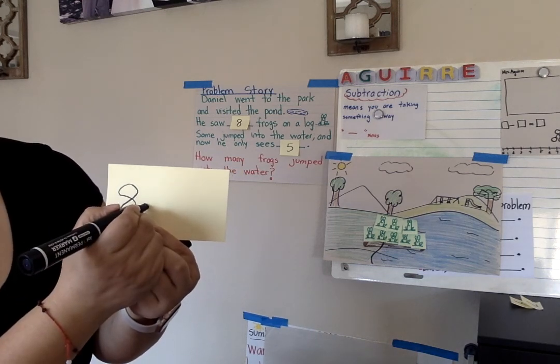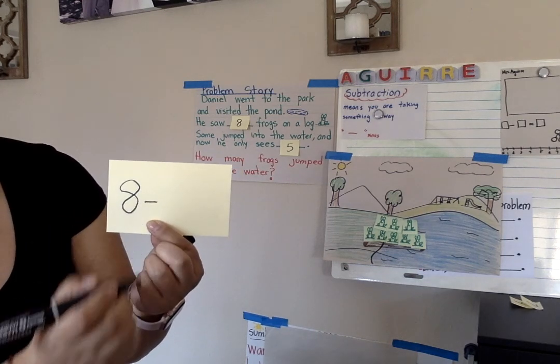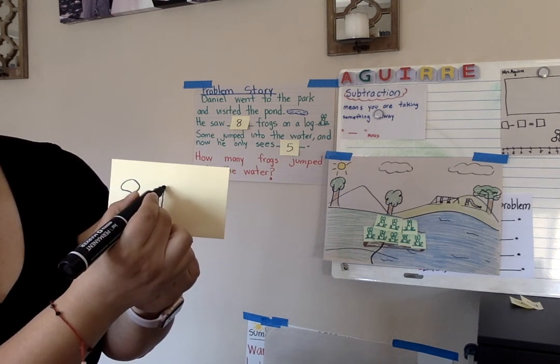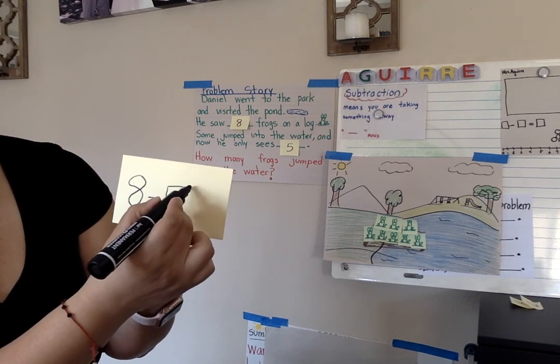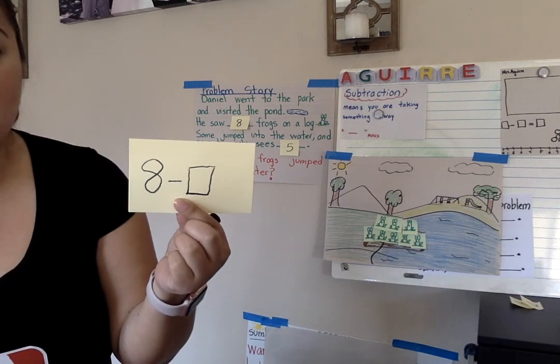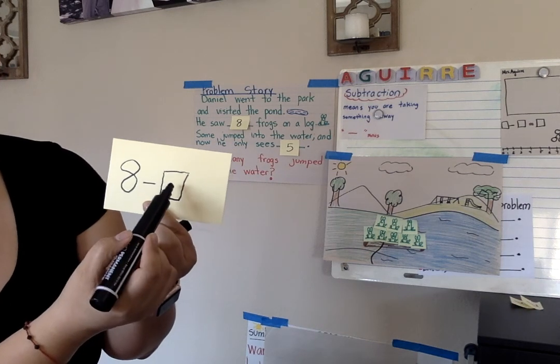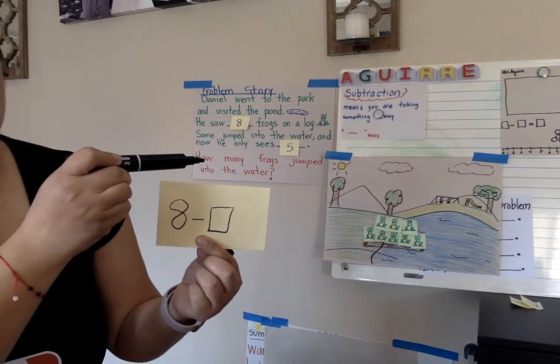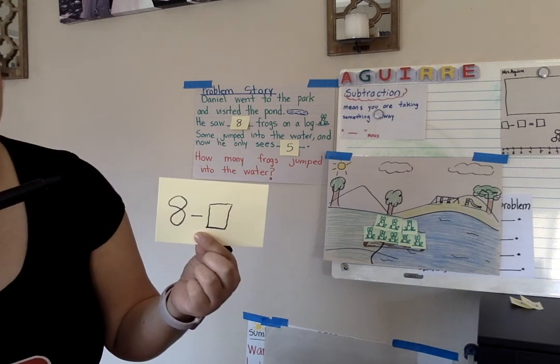Now, we know minus means take them away. Do we know how many jumped inside the water? We don't know that number yet. So I'm going to put a box. We need to find that missing number to answer our question for today.